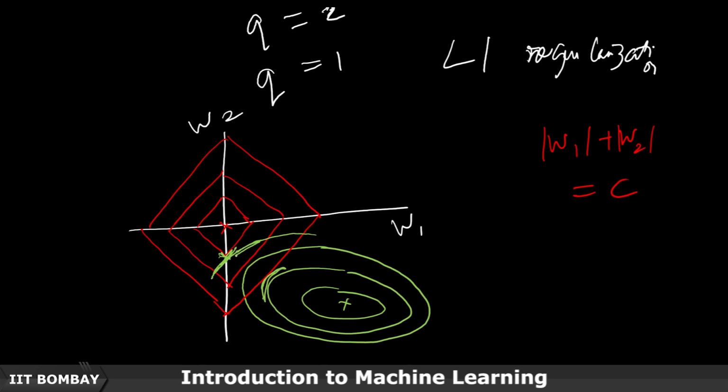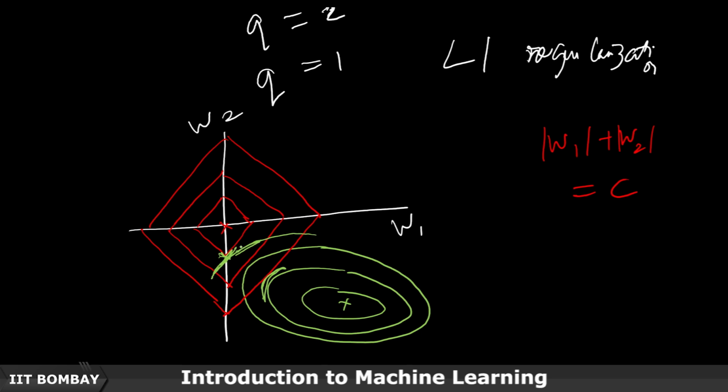So what happens at that point? At that point one of the weights is exactly 0. So basically that weight gets eliminated. That means that feature or that dimension of x does not matter in the final solution. So it is as good as saying that we have dropped that feature.